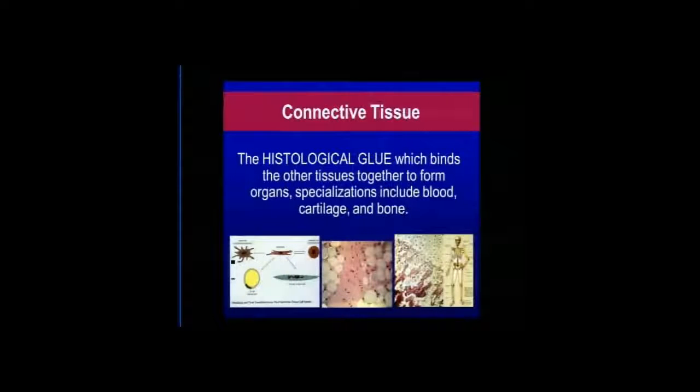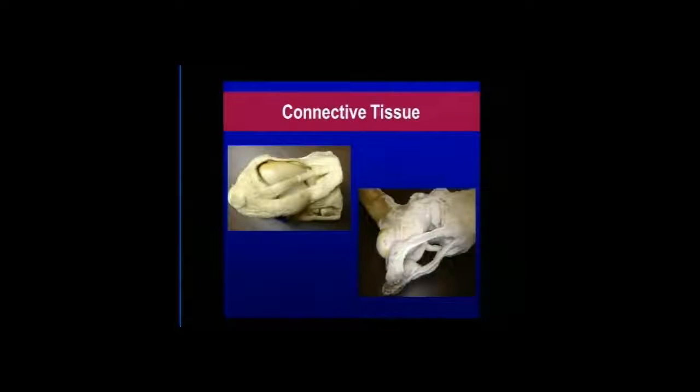So connective tissue, as I mentioned, it connects things. It's the histologic glue that attaches things. It's around your muscle, it's around your nerves, as well as it's the fat cells, and also it's the bones. All that is connective tissue. And here we can see a little connective tissue. This is from a horse.